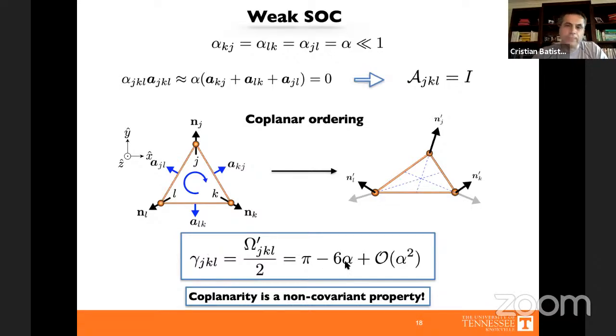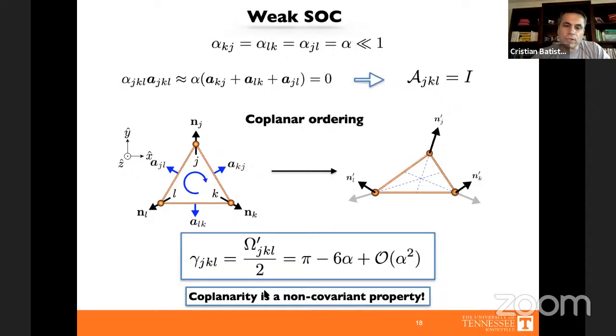And what this simple example is telling us is something very important and very deep, which is that coplanarity is a non-covariant property. So coplanarity cannot determine whether you will have or not anomalous Hall effect, as one could infer from the SU2 invariant here. So we need a covariant expression for these emergent U1 gauge fields or for the Berry phase. And that is what I'm going to derive in a moment.